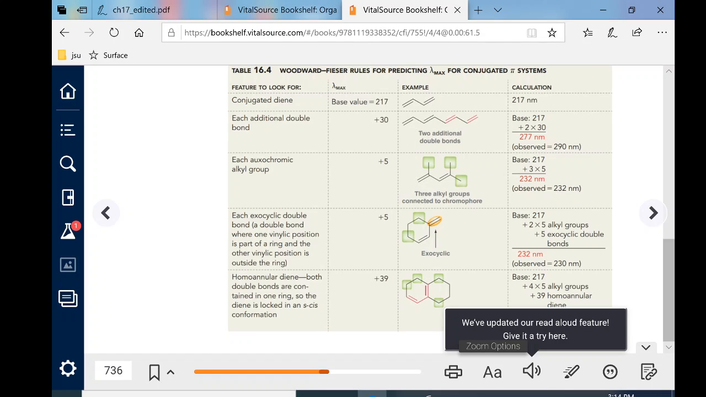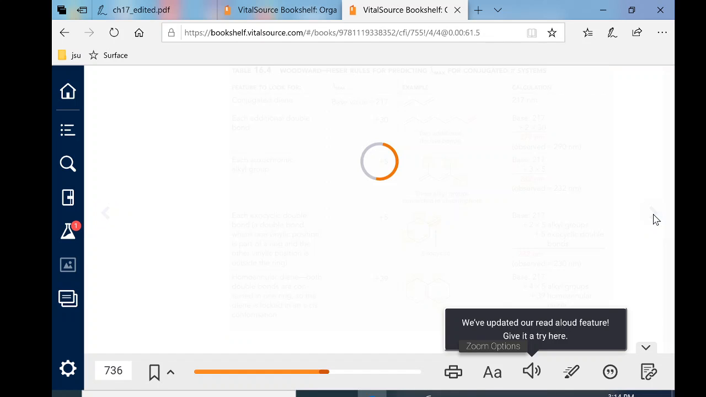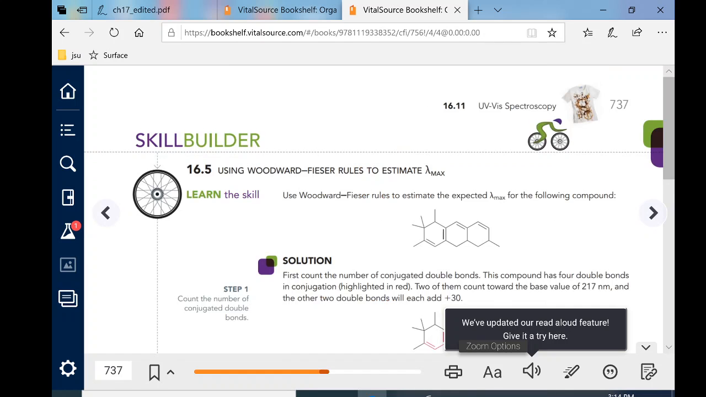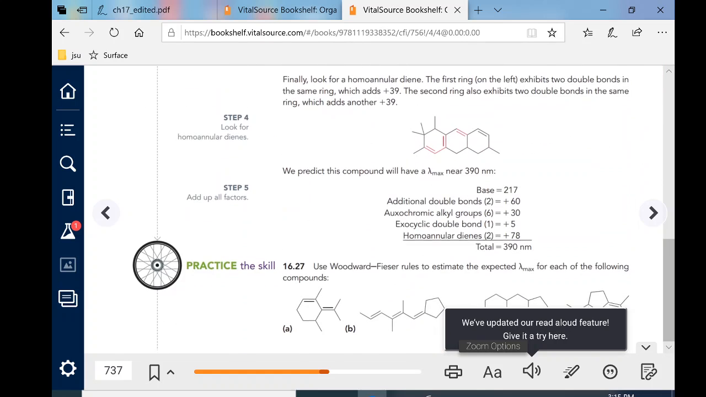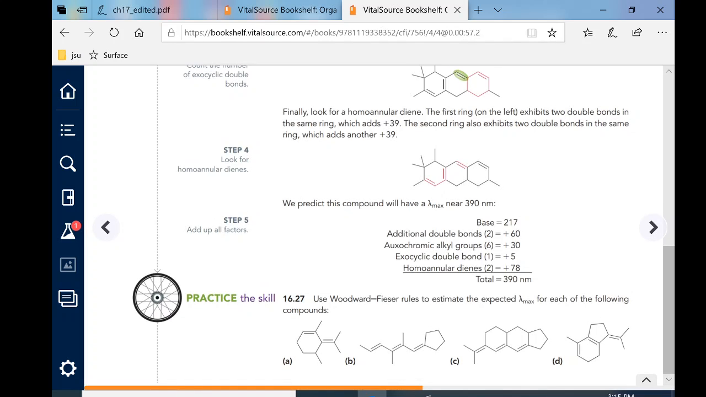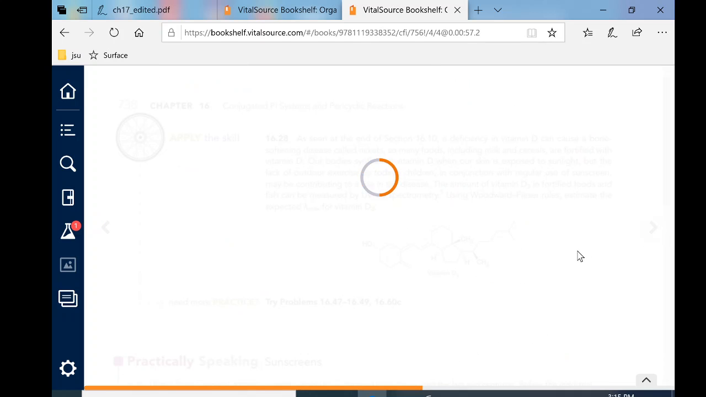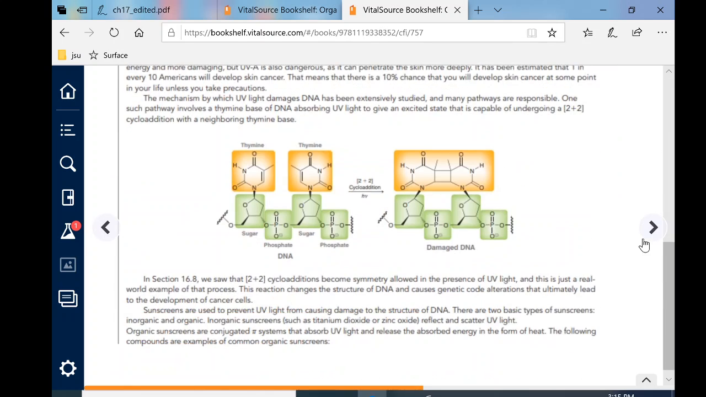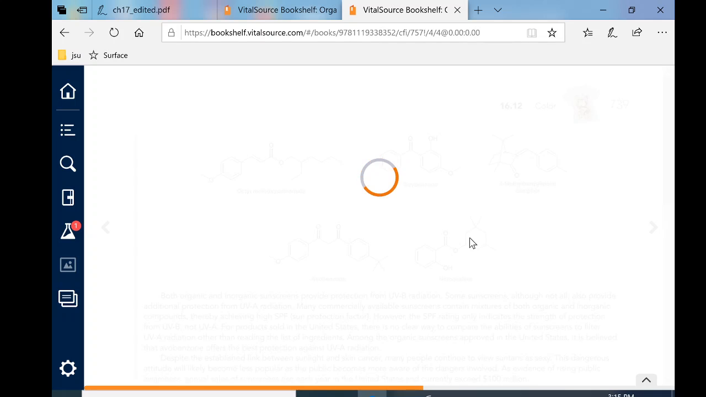So you can actually calculate what your lambda max would be, and there are programs that can do that for you. I'm not going to test you on that, but what I want you to be able to understand is which molecule would have the longer lambda max. So in other words, which one has more conjugated double bonds? Okay, and so that's not part of that homework set, so we won't work that homework set.